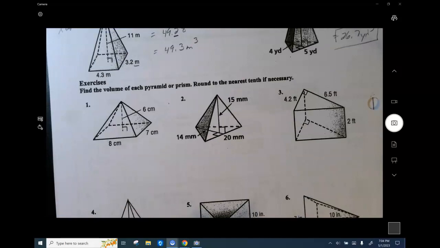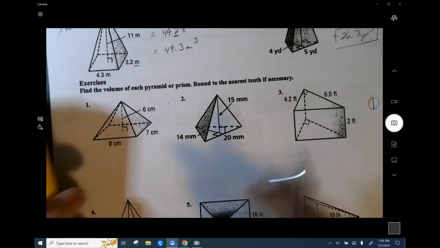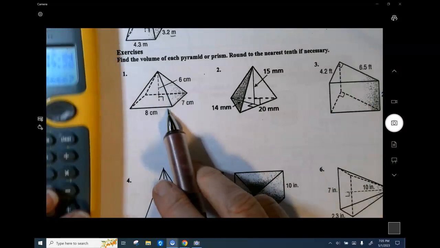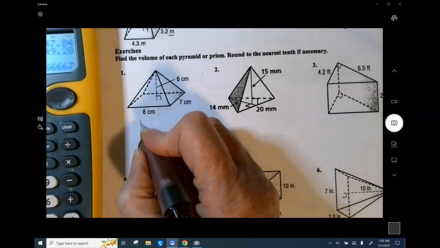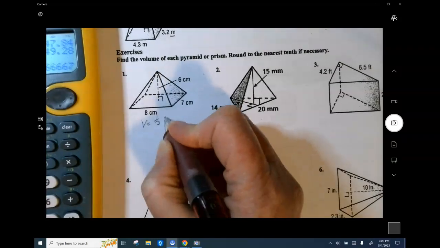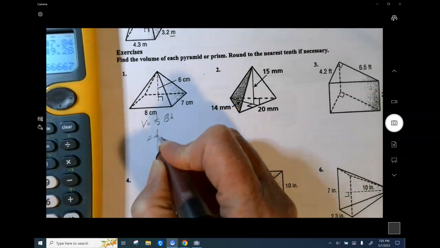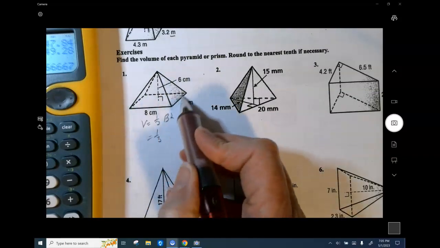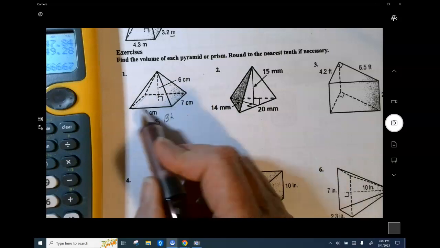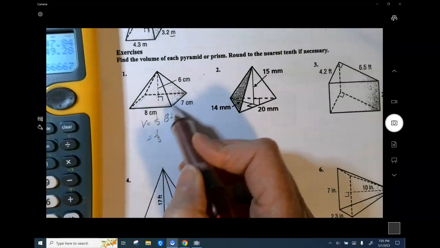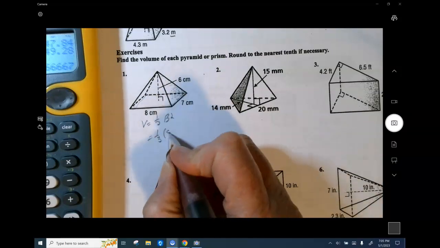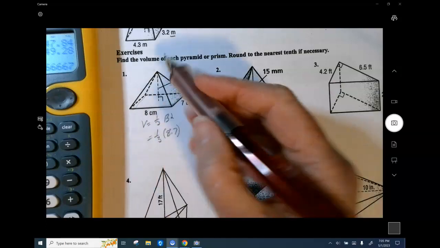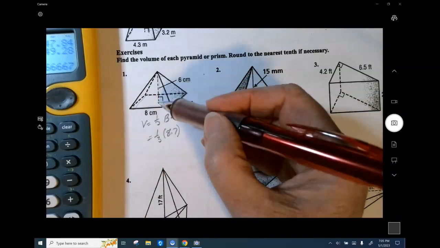Good. Okay, here we go. And at any time, if you want to pause your video and do it yourself and see if you understand how to get it. So here we go. We're going to again go volume is equal to 1/3 area of the base times the height. What is my base this time? My base this time is a rectangle. So I'm going to take base times height, or length times width. I'm going to take 8 times 7 times the height of the entire pyramid, which is 6.